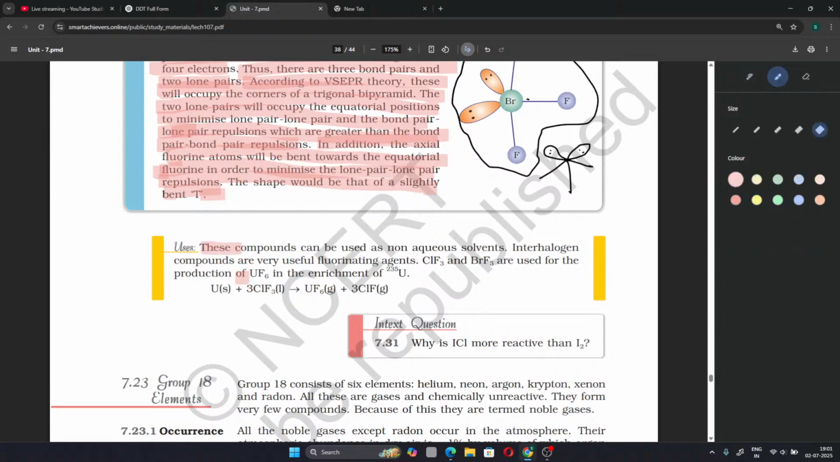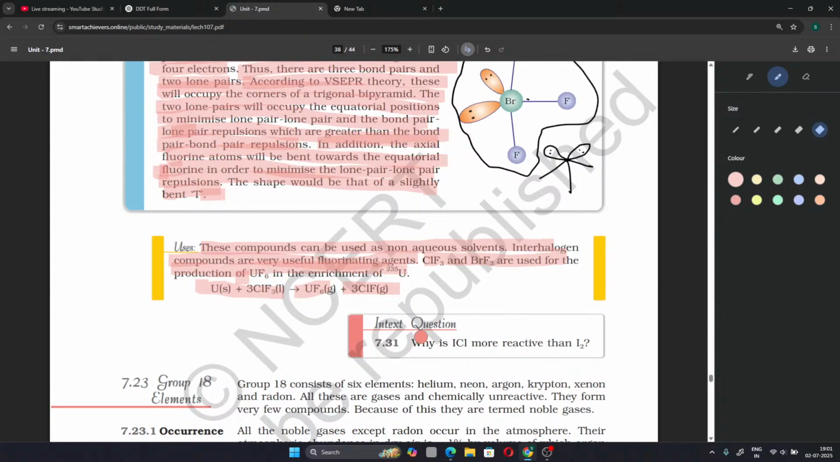These compounds can be used as non-aqueous solvents. Interhalogen compounds are very useful fluorinating agents. ClF3 and BrF3 are used for production of UF6 in the enrichment of 235U. Uranium plus chlorine trifluoride will give us uranium hexafluoride plus chlorine fluoride gas.